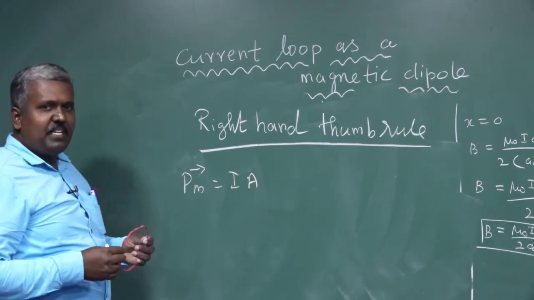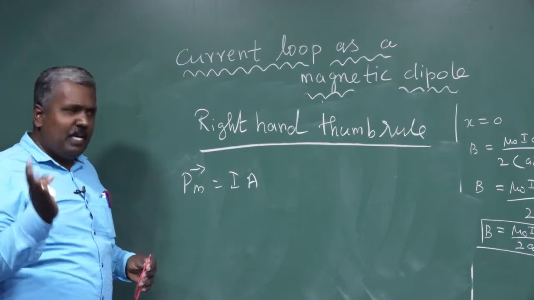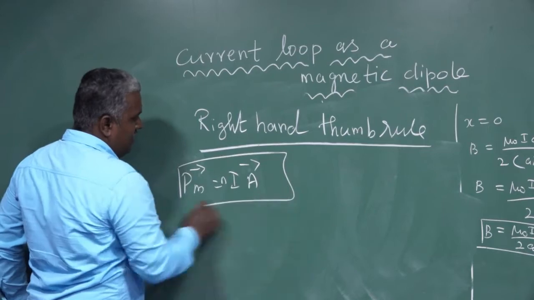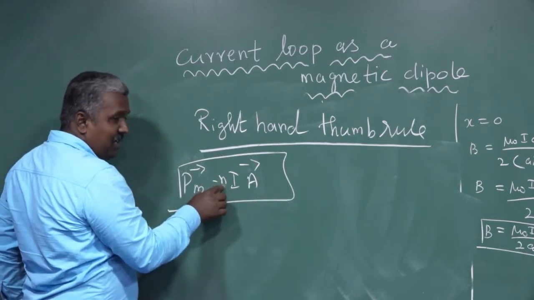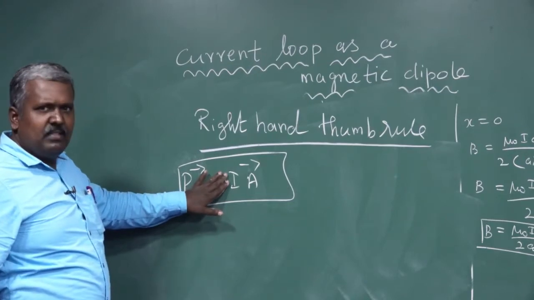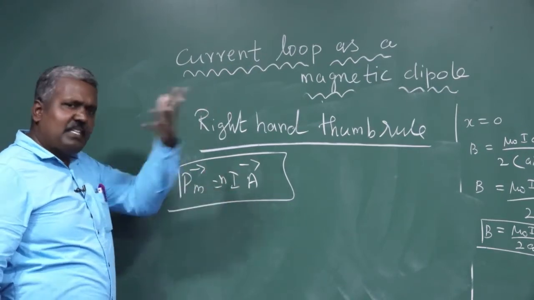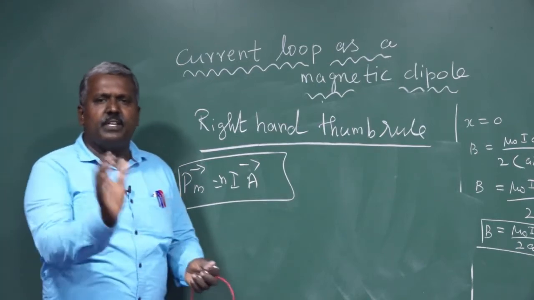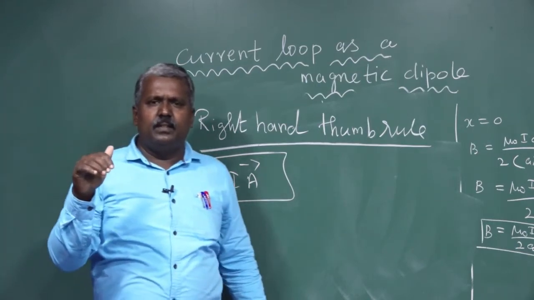Suppose this loop contains n number of turns. You must multiply by n. Here n means number of turns. That's all. For one turn, it is IA vector. For n number of turns, it is n IA vector.